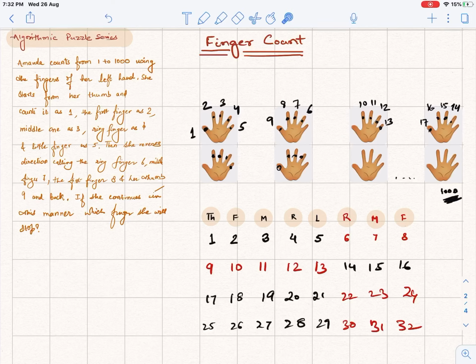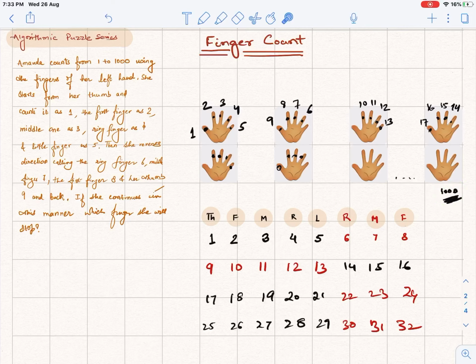So I have drawn this picture here just to make you visualize it easily. We start from the thumb and we count it as 1. Then we move to the index finger, or some may call it first finger, as 2. The middle finger is 3, the ring finger is 4 and the little finger is 5. Then we count again in reverse direction 6, 7, 8 and 9 from ring finger towards the thumb, and we continue counting in this way until we reach the 1000th finger.